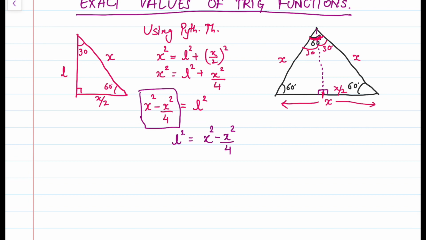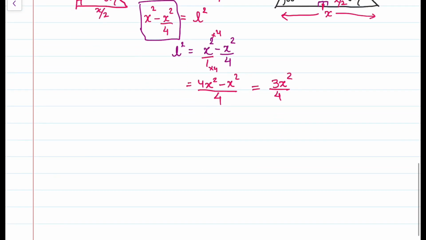Sometimes students don't get it, but that's an easier way of doing it, just moving the entire left side to the right and the entire right to the left, just so it looks nice and it's easier to solve. So now let's solve the fraction. So if we have 1 here, we multiply by 4, and that will give us 4x squared minus x squared over, now the denominator is 4. So that leaves us with 3x squared over 4. All right, so now we have L squared is equal to 3x squared over 4.